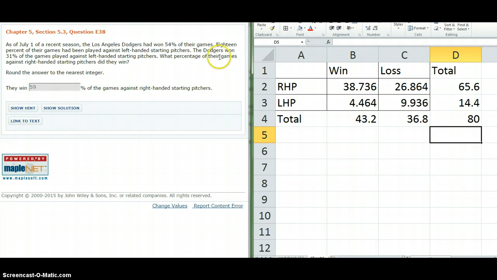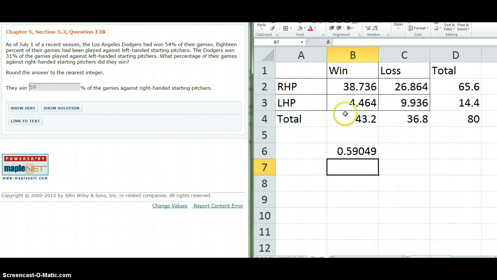So what percentage of the games against right-hand starting pitchers did they win? So we're only looking at this right here, this 65.6, and we want to know the percentage of this over this. So I'm just going to calculate that down here. I'm going to take 38.7636 wins divided by 65, and that would give us 0.59 or 59% of the games against right-hand starting pitchers.